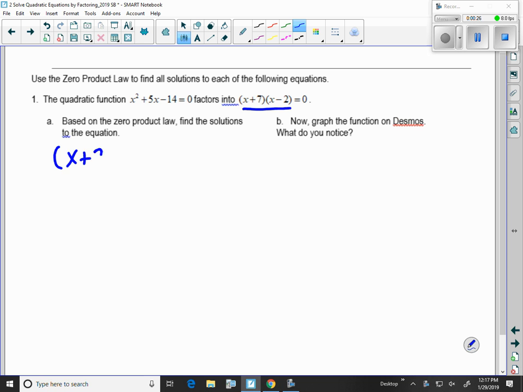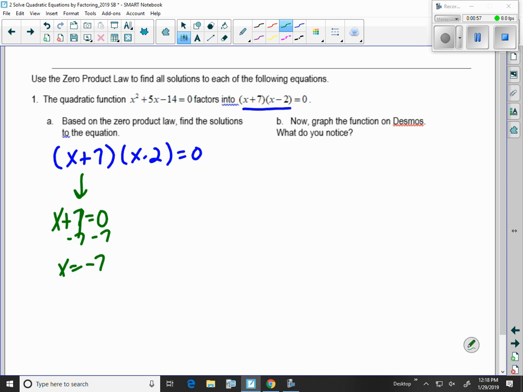So if I have x plus 7 and x minus 2 equals 0, here's what our zero product law lets us do. It lets us take them out of the parentheses and set them equal to 0. So I'm taking my x plus 7 out, and I'm setting it equal to 0, because I want to get x all by itself. How would I get x all by itself here? Subtract 7 from both sides. So we would get x equals -7.